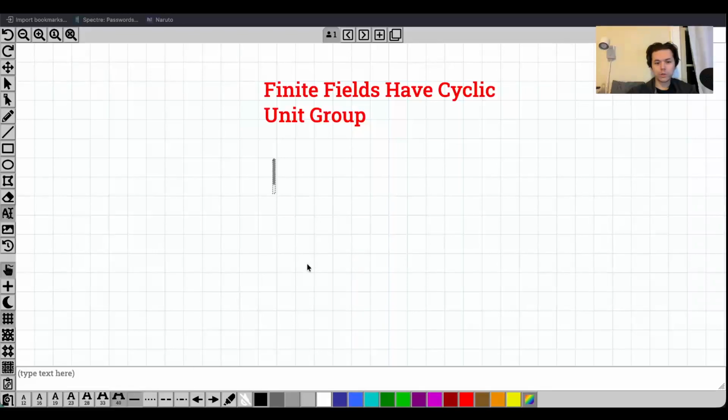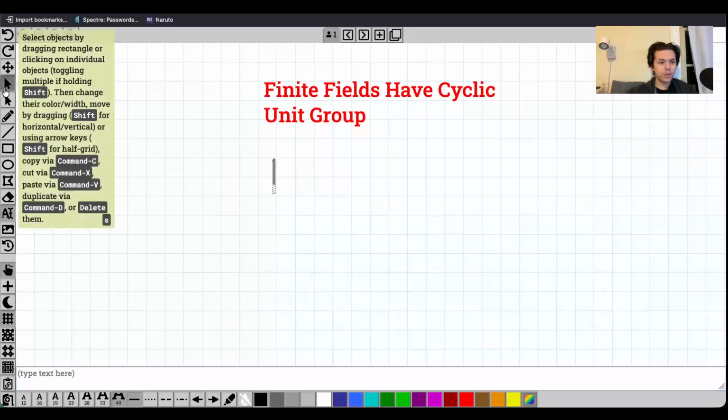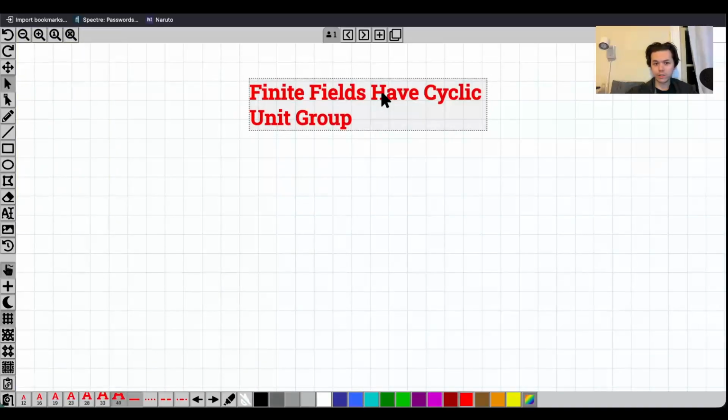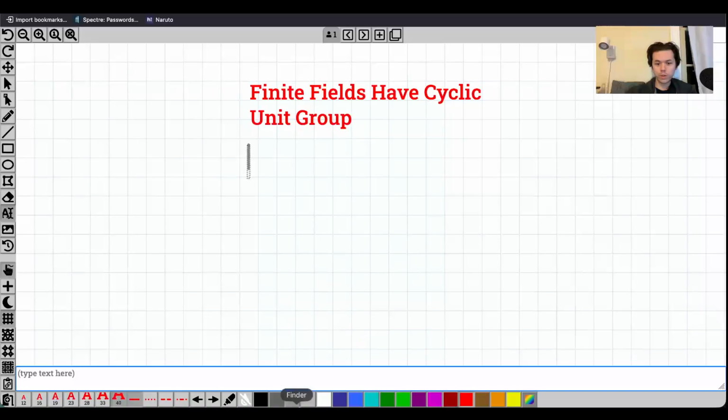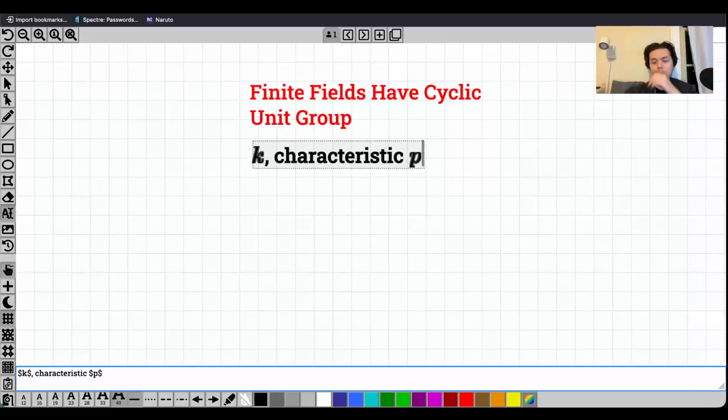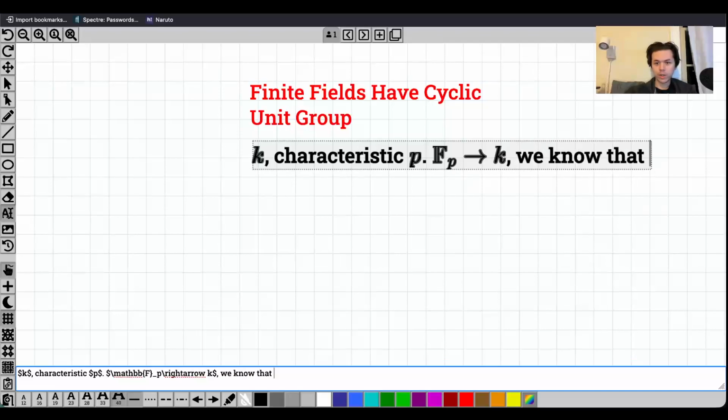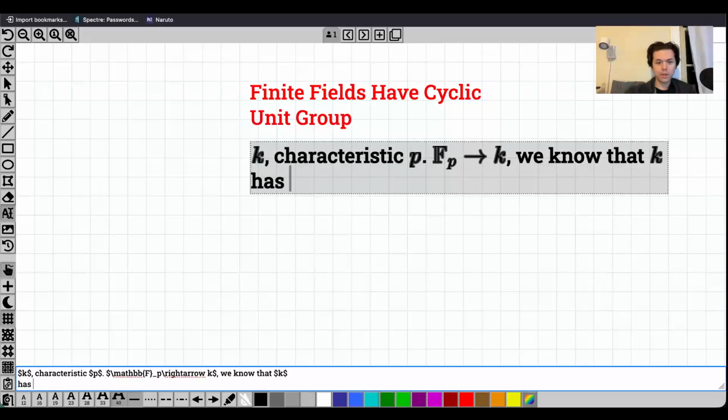Alright, I just wanted to record this short video because I found a cute proof that finite fields have a cyclic unit group. So say we have a finite field, let's call it K, with characteristic p, meaning that there's some injection from Z mod pZ, which we'll write as F_p, into K, and among other things, we know that K has size p to the n, where it's a degree n field extension.